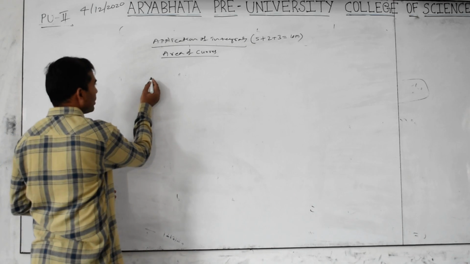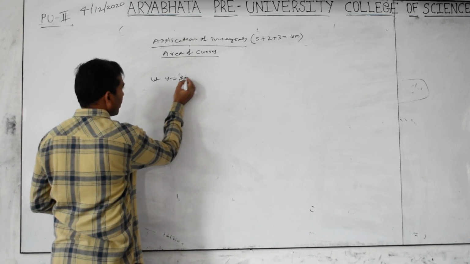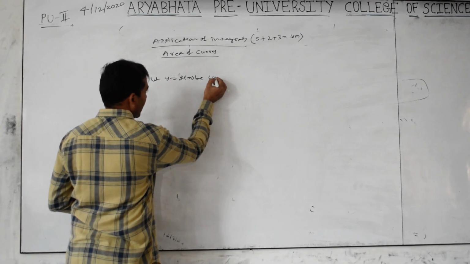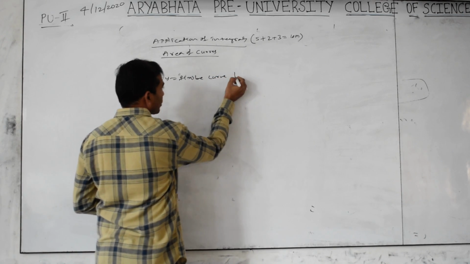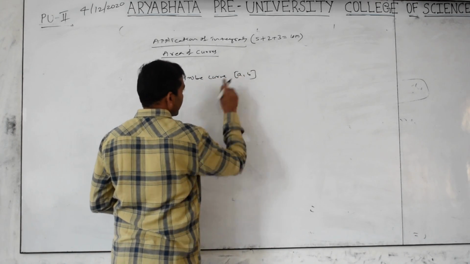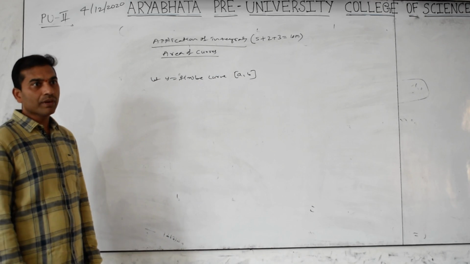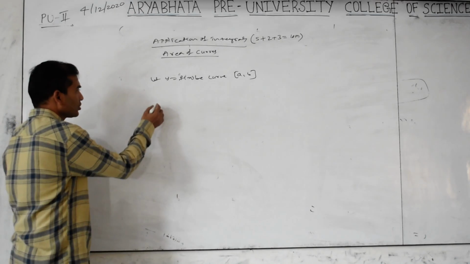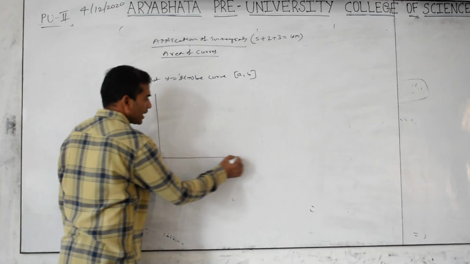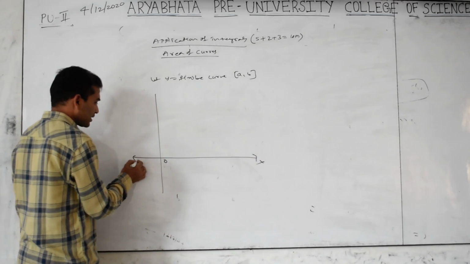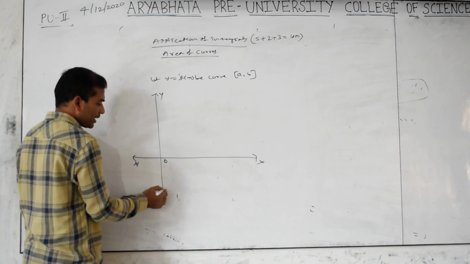See, let y equal to f of x be a curve and a continuous function on the closed interval a comma b. Continuous means no break. The function is continuous on the closed interval a comma b. Okay, so this is the x axis, x dash, yo y dash.